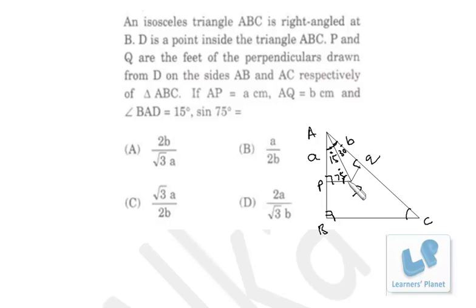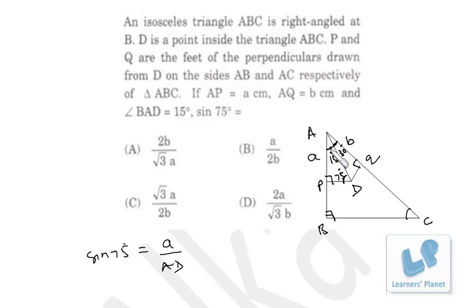Now what, since we have to find out the value of sine 75 degree, now look at this triangle ABD. So from here sine 75 degree will be what? Perpendicular by hypotenuse. So perpendicular is AP, that is A, and hypotenuse is AD. Now AD is unknown length, so we have to find out AD in terms of B. So from this triangle, that can be done.